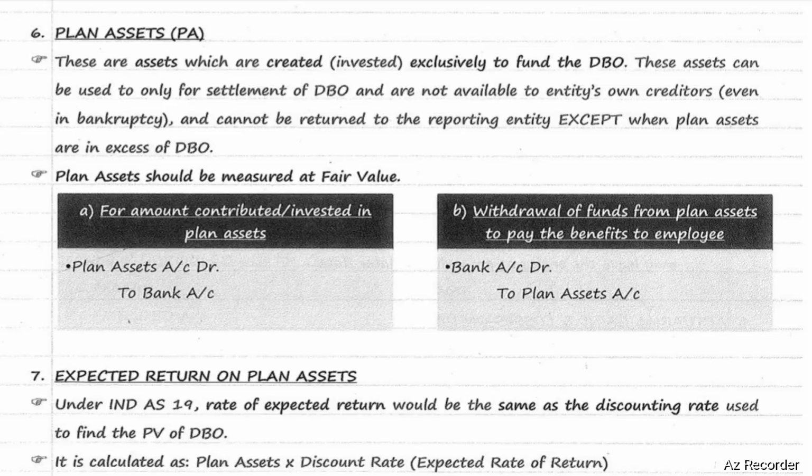For amount contributed or invested in plan assets, the entry will be plan assets account debit to bank account. For withdrawal of funds from plan assets to pay the benefits to the employee, entry will be bank account debit to plan assets.